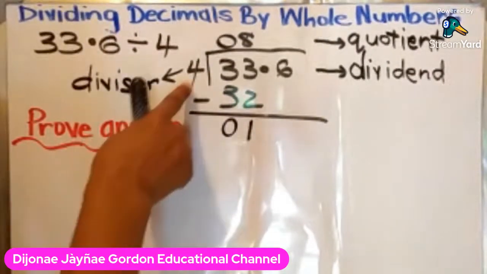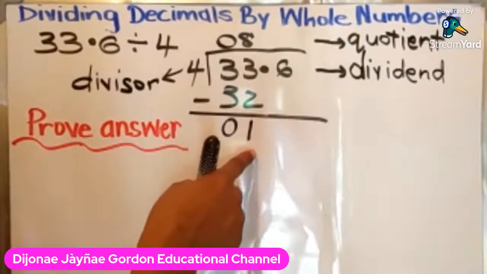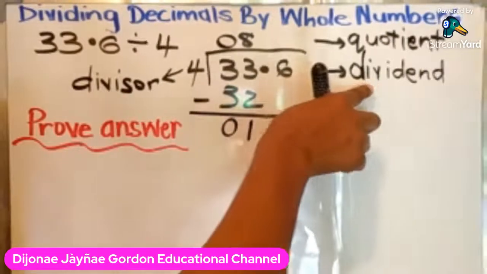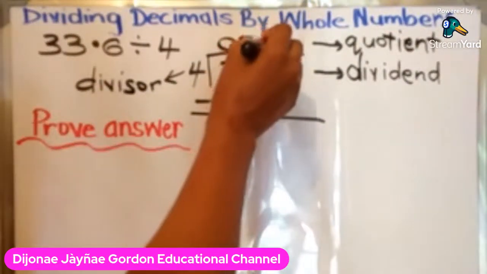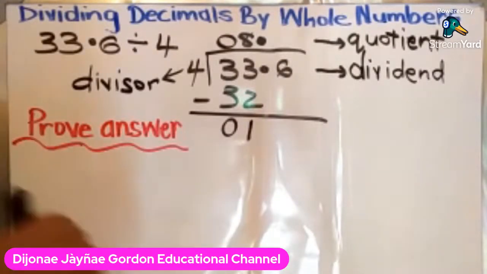All right? Can you get a group of 4 from 1? No, we can't, because 1 is smaller than 4. So therefore, we have to see what is next in line in our dividend. And of course, it's the decimal place. You put it back. And of course, write in your quotient. And of course, look to see what is next.